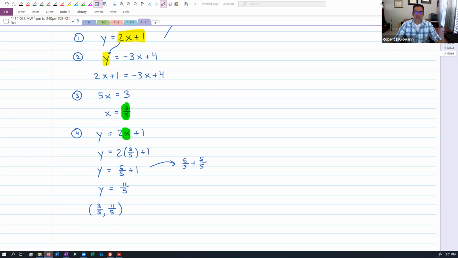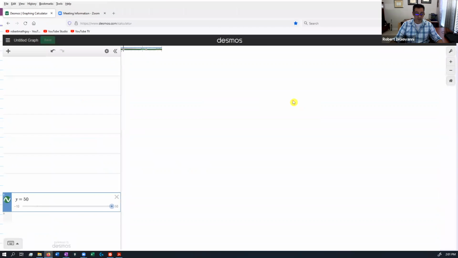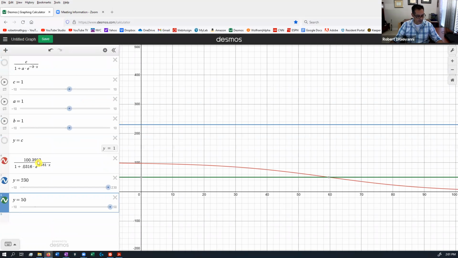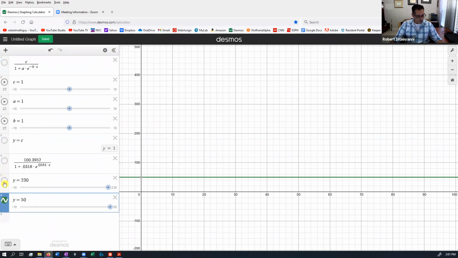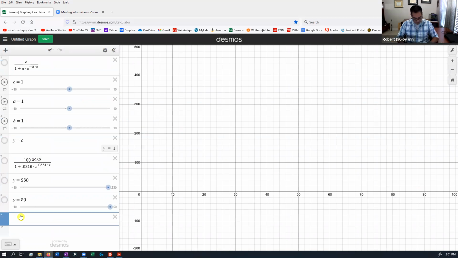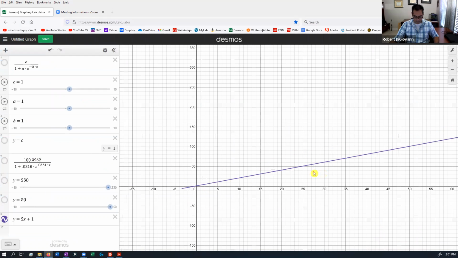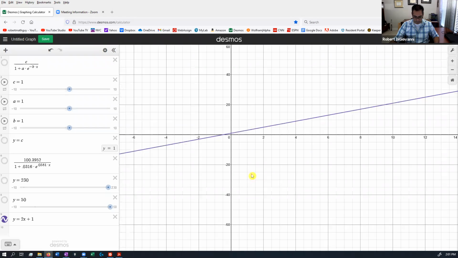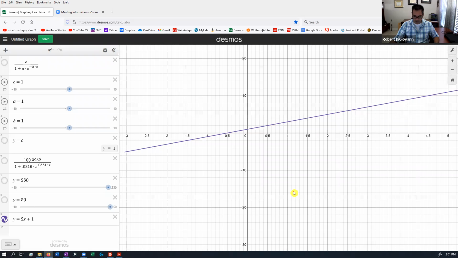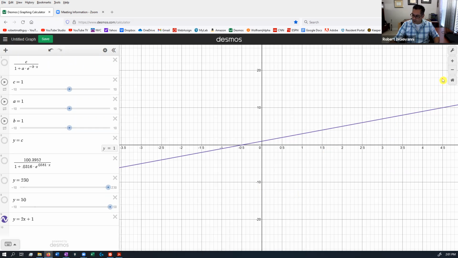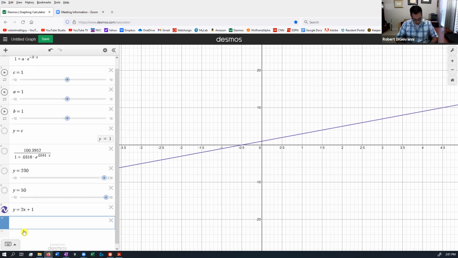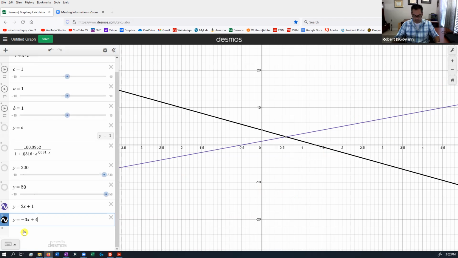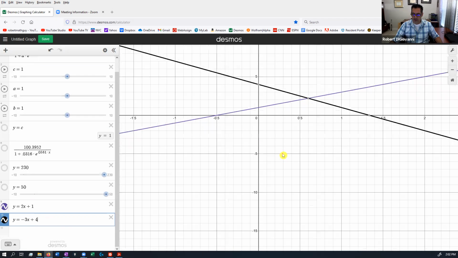I'm going to graph these real quick for us, just to verify that we did get the right answers here. So the first one was y equals 2x plus 1. Okay, there's the graph. And then the other one was y equals negative 3x plus 4, right? Those are the two lines.